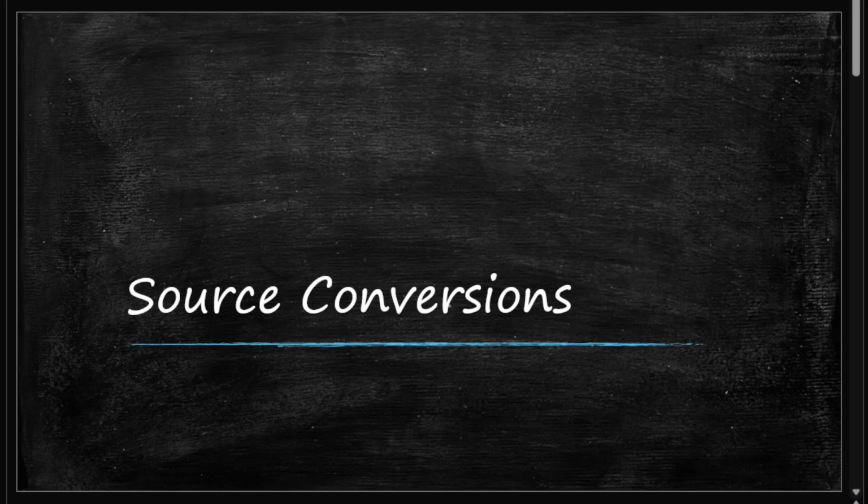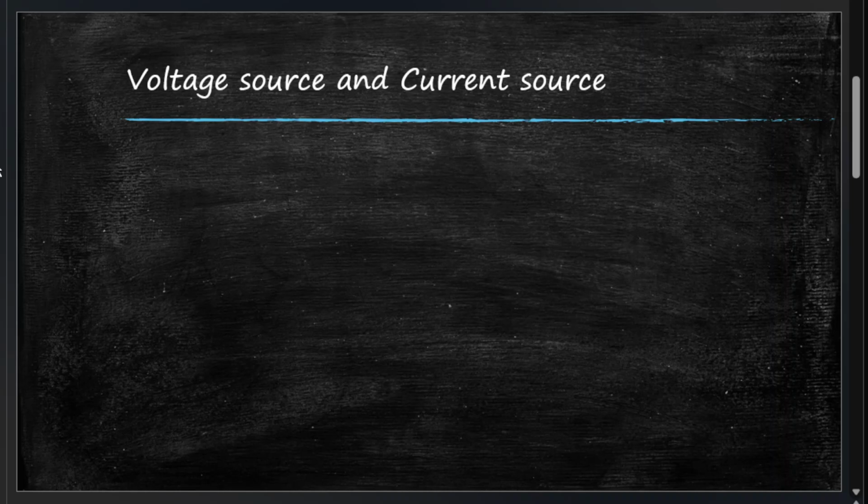Source conversion is a very simple concept, but it's very important for circuit analysis. And before we go into conversion, we have to first know the difference between voltage source and current source. So let's start with voltage sources.